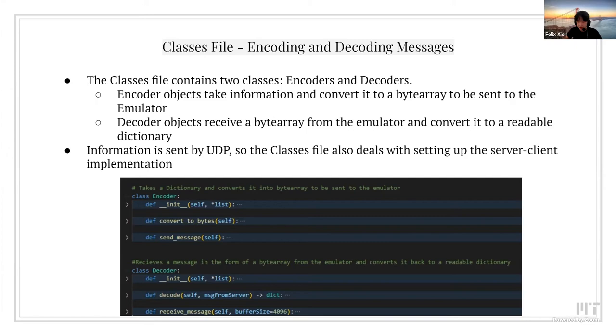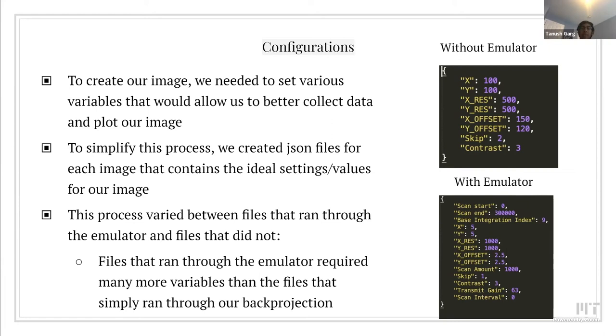So basically, to create our image, we needed to set various parameters that would allow us to better collect data from the emulator and to better plot our image. However, since each image had different data and was located in different places on our graph, we decided to create JSON files that contained the optimal values for each image, simplifying our process significantly.